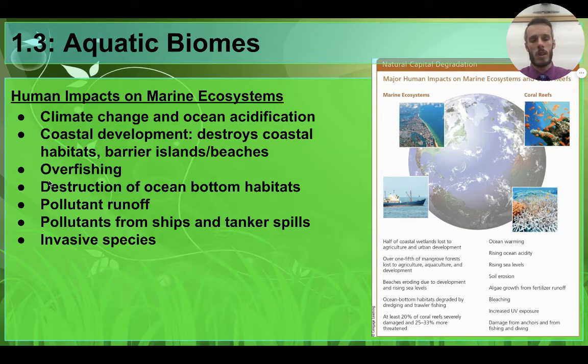Overfishing, which is destroying food webs, destroying ocean bottom habitats, pollution being dumped into the ocean, pollution from ships too getting dumped into the ocean, as well as invasive species coming from one area to another that can cause a huge problem on native species and native food webs.